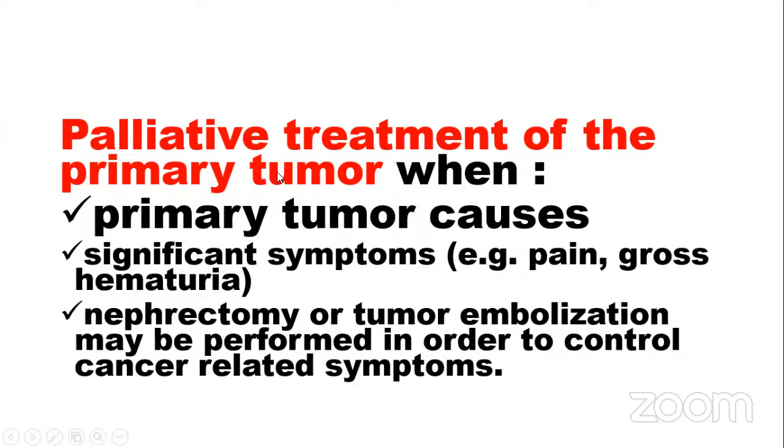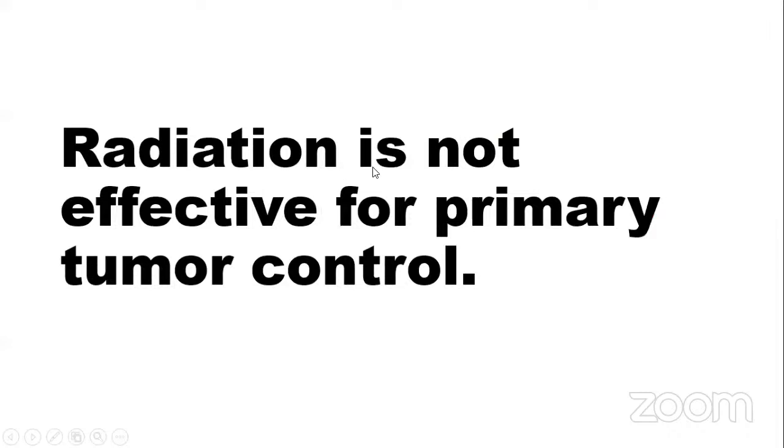For palliative treatment of a primary tumor that causes significant symptoms, for example pain or gross hematuria, nephrectomy or tumor embolization may be performed in order to control cancer-related symptoms. So we will do palliative treatment when the primary tumor causes significant symptoms. Radiation is not effective for primary tumor control.